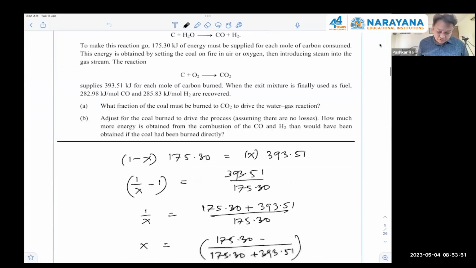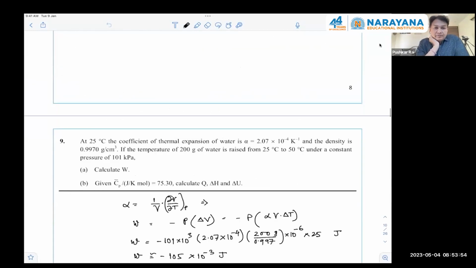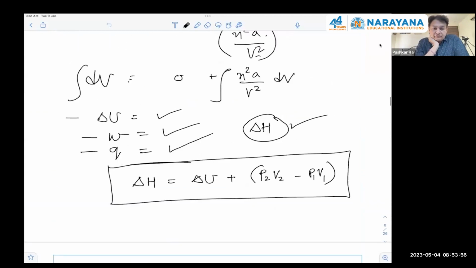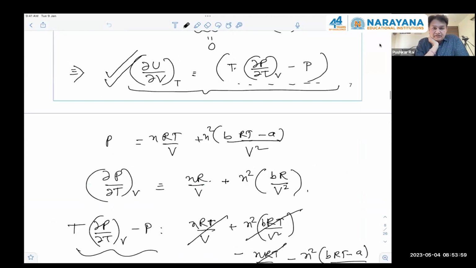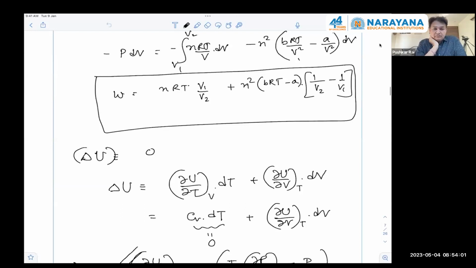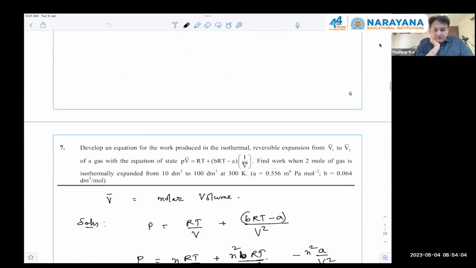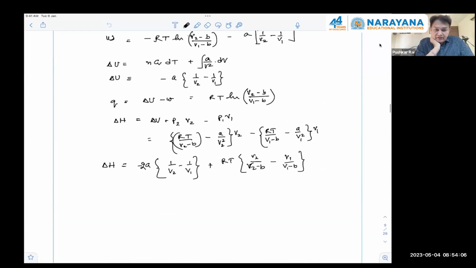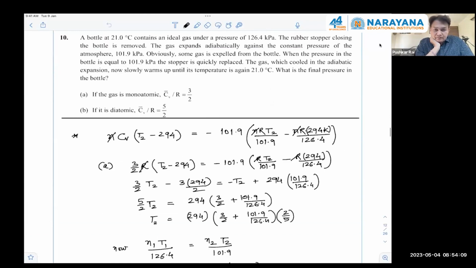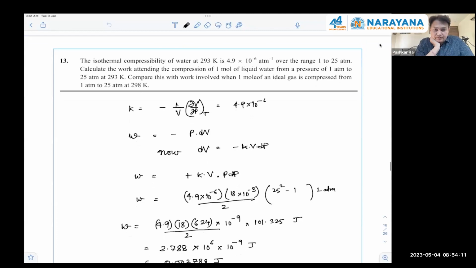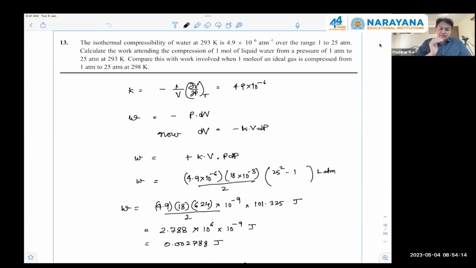Okay, this is the approach. The isothermal compressibility of water is given, which is given as K is equal to 1 by V with a negative sign, 1 by V, del V by del P. Why is the negative sign there? Since, you know, it is the rate of change of volume with pressure. So the rate of change of volume with pressure is always what? For most of the substances, it is negative. When you apply pressure, the volume is definitely going to change. So this quantity del V by del P is going to be negative.